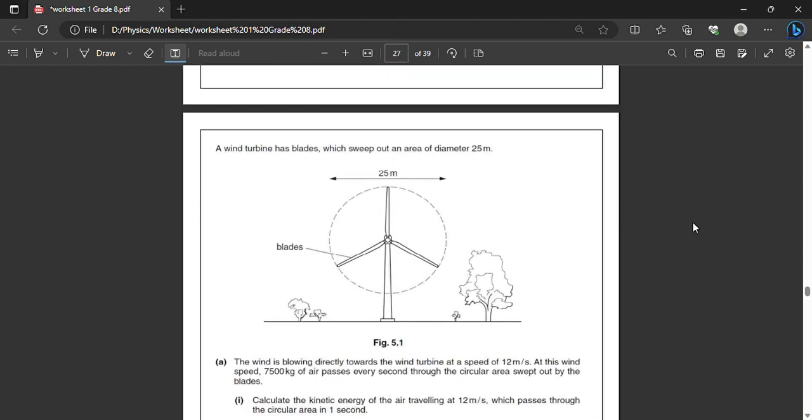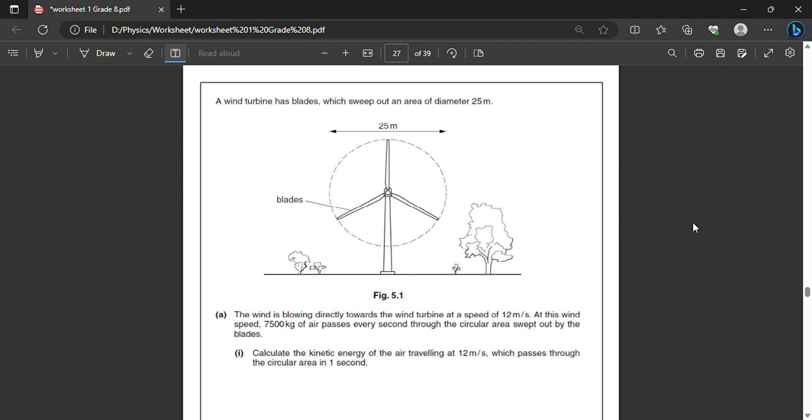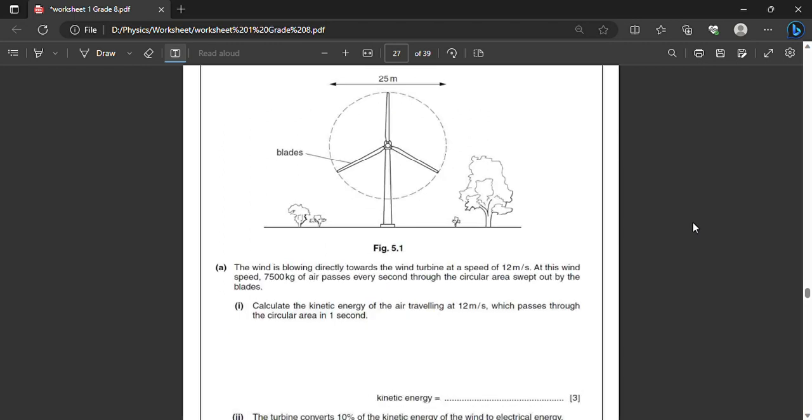This question, because I have seen some questions like this, not in every question paper, but some question papers have questions related to this. So let's check. They're giving here a fan blade, and the wind is blowing towards a wind turbine at a speed of 12 meters per second, and they give a mass of the air that is 7,500 kilograms. They say calculate the kinetic energy of the air traveling at 12 meters per second which passes through the circular area in 1 second.